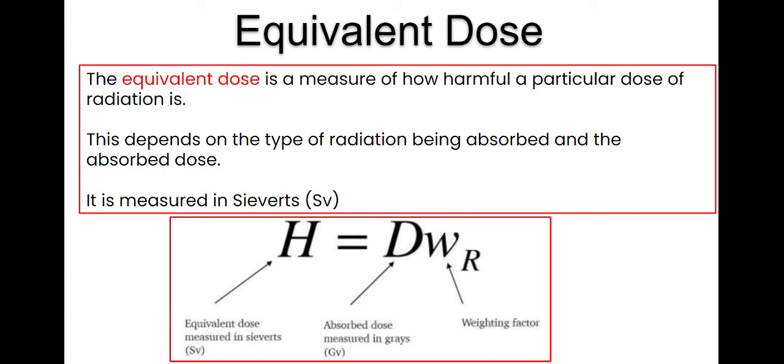And this is the formula for equivalent dose. H equals D times WR. So H is equivalent dose, measured in sieverts. D is absorbed dose, which we've already met, measured in grays. And this last term, WR, is called the radiation weighting factor. And that is what tells us about the type of radiation.